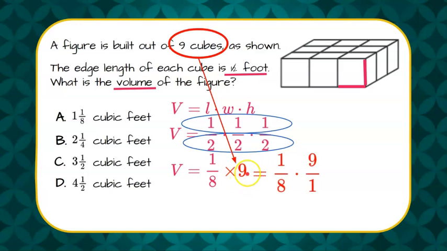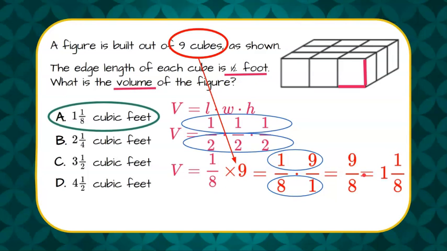Reminding you that 9 is a whole number written as a fraction with a denominator of 1. So once again, we're going to multiply the numerators, multiply the denominators. 9 times 1 is 9, and 8 times 1 is 8. If we rewrite this as a mixed number, we get 1 1/8, giving us a solution of A, 1 1/8 cubic feet.